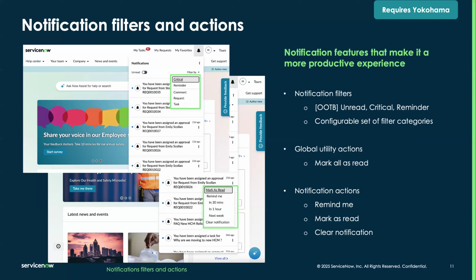Now, beyond just filtering, each notification also comes with a few action options to help users manage their workload. So they can mark a specific notification as read if they are done with it, or they can choose remind me and pick a time frame. Maybe they want to come back to it in 30 minutes or in an hour or even next week. And if the notification is not relevant anymore, they can clear it from the tray altogether. So all these actions help reduce the cognitive overload of deciding what to do with every alert and help make sure that nothing important is missed out.